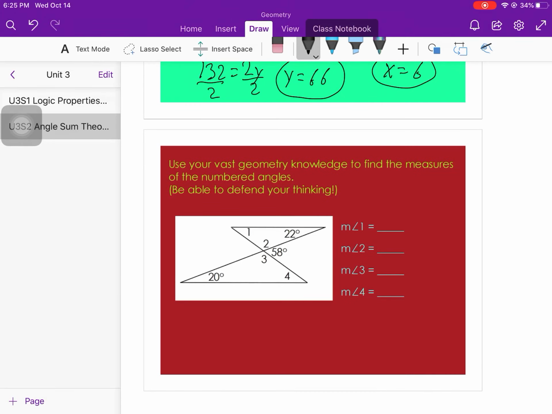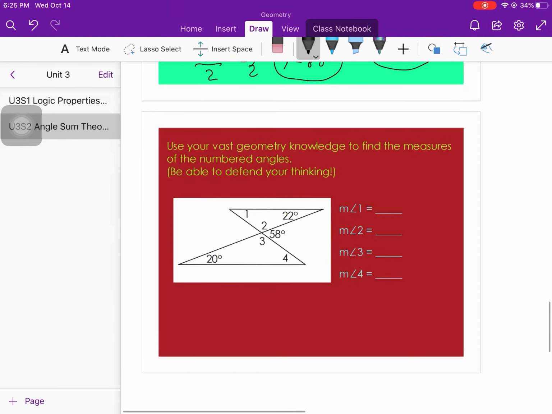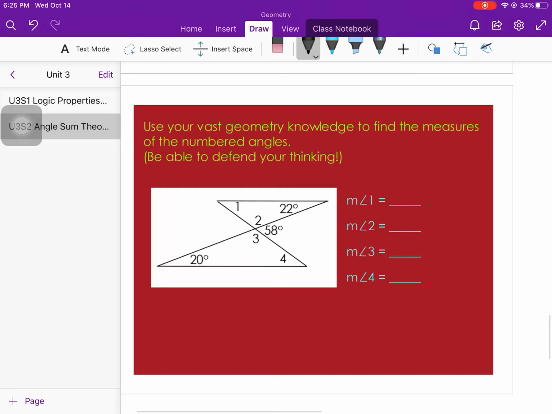Okay, this is our last one here. Use your vast geometry knowledge to find the measures of the numbered angles and then be able to defend it. We would typically do that in class, but okay. So angle 1. Can we find angle 1? We really don't. We only know one angle from that top triangle. So let's actually look at angle 2 first.